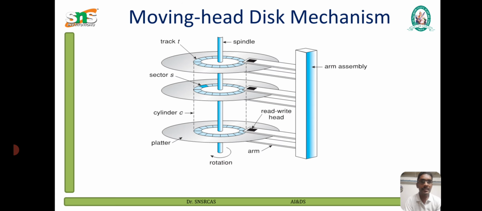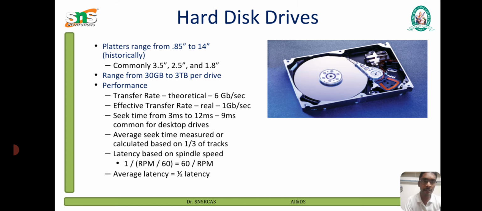And here the disk structure and mechanism is represented for your understanding. There is an arm assembly on the right side, and a read and write head, which is held by the arm. There is a rotation and spindle, a track represented by T, a sector represented by S, a cylinder termed C, and the platter. There are a number of platters in each disk mechanism.